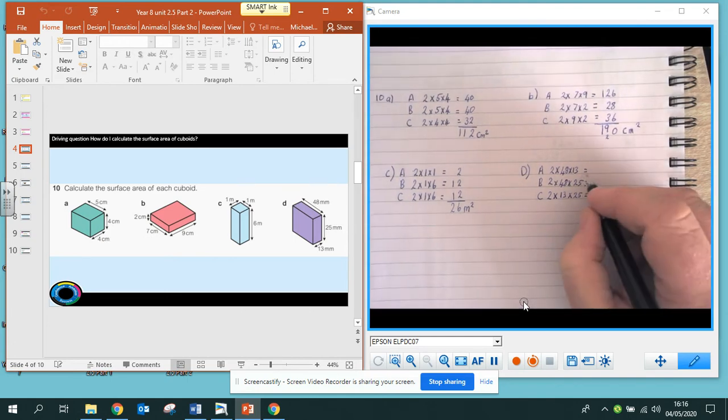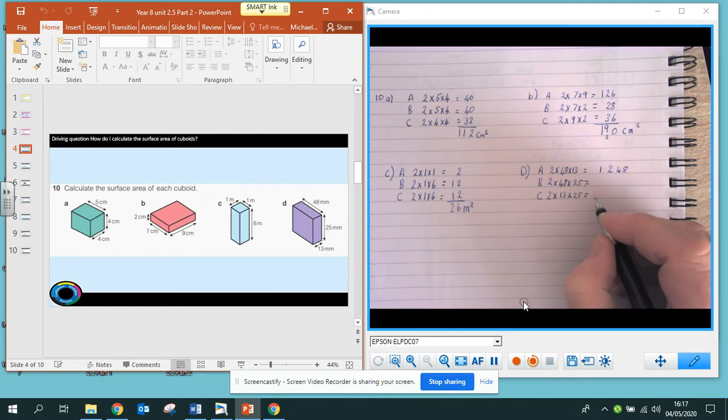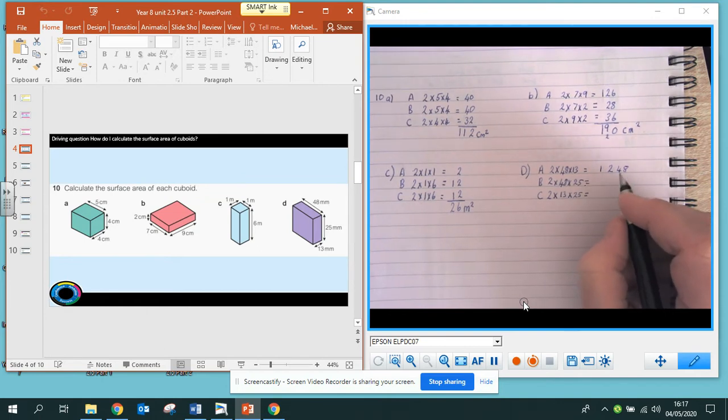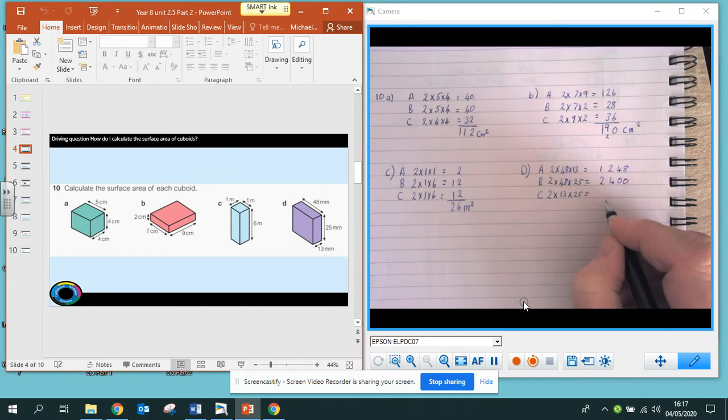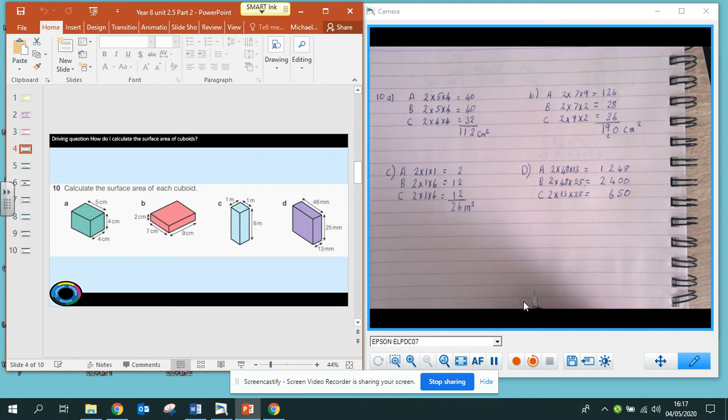Working those out, 2 times 48 times 13 is 1,248. 2 times 48 times 25 is 2,400. And 2 times 13 times 25 is 650. This was the one you needed the calculator for.